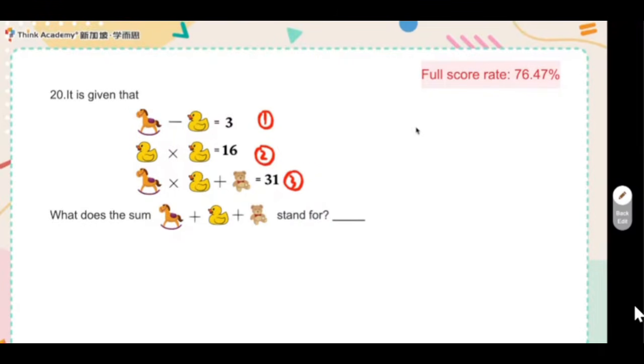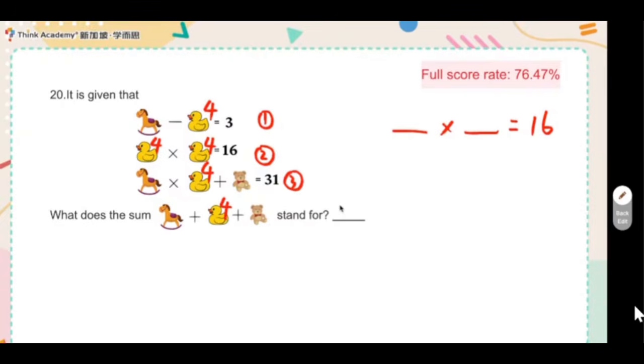2, right? Because there's only one missing shape. That means the duck times duck equals 16. Can you tell me what times what equals 16? The same number. 4 times 4 equals 16, right? So all the ducks in this question are 4.